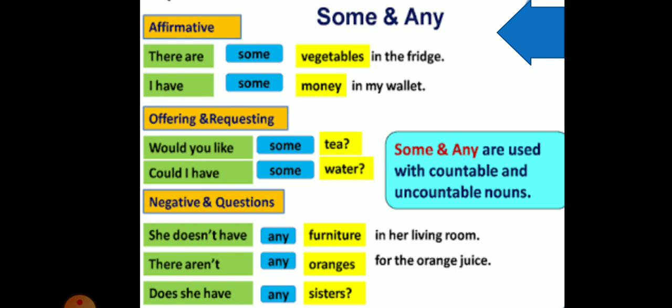A quick recap for uses of some and any. Children, just see this slide. Some is used in affirmative sentences. For example, there are some vegetables in the fridge. I have some money in my wallet. We use some when we offer or request things. For example, would you like some tea? Could I have some water?